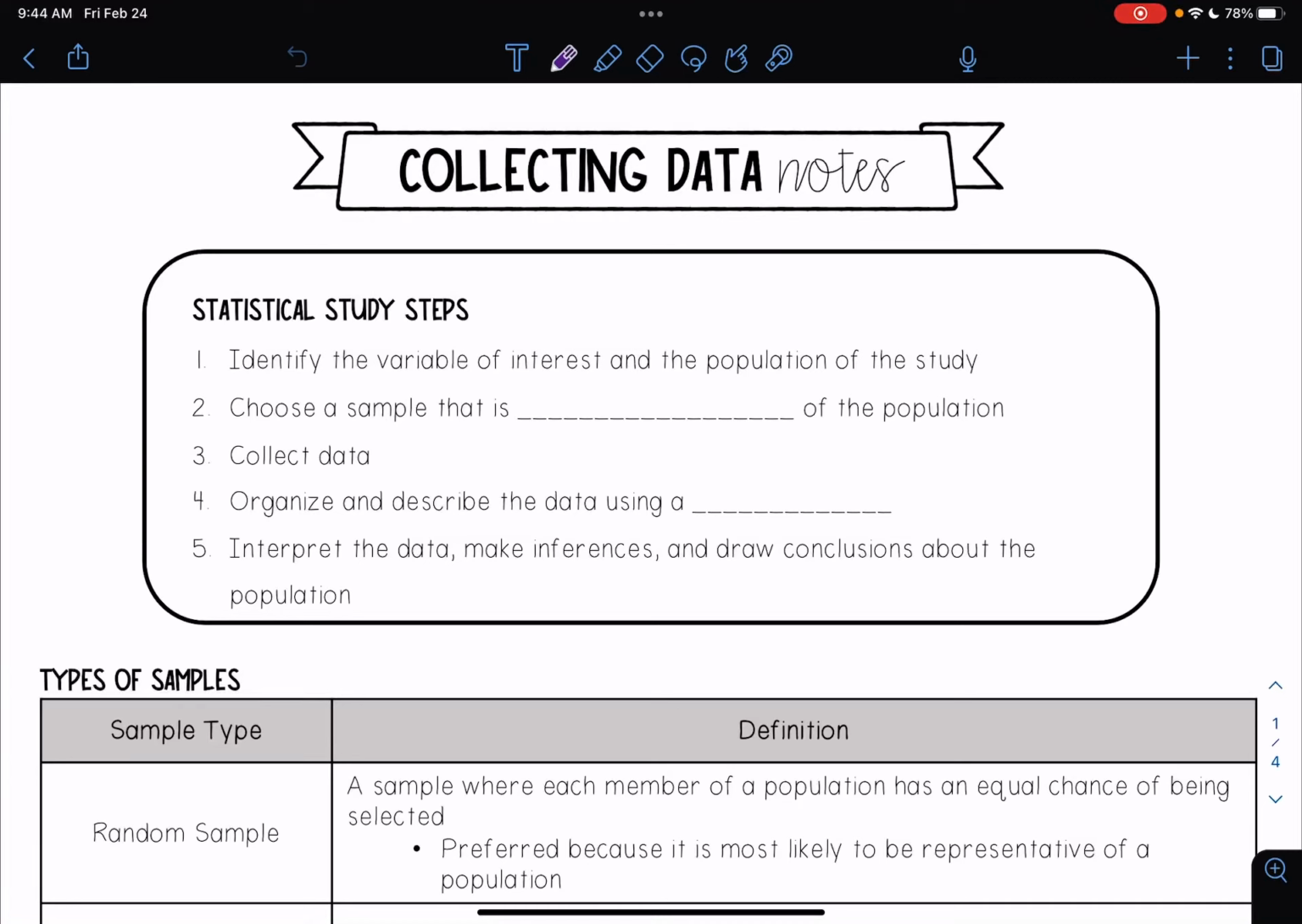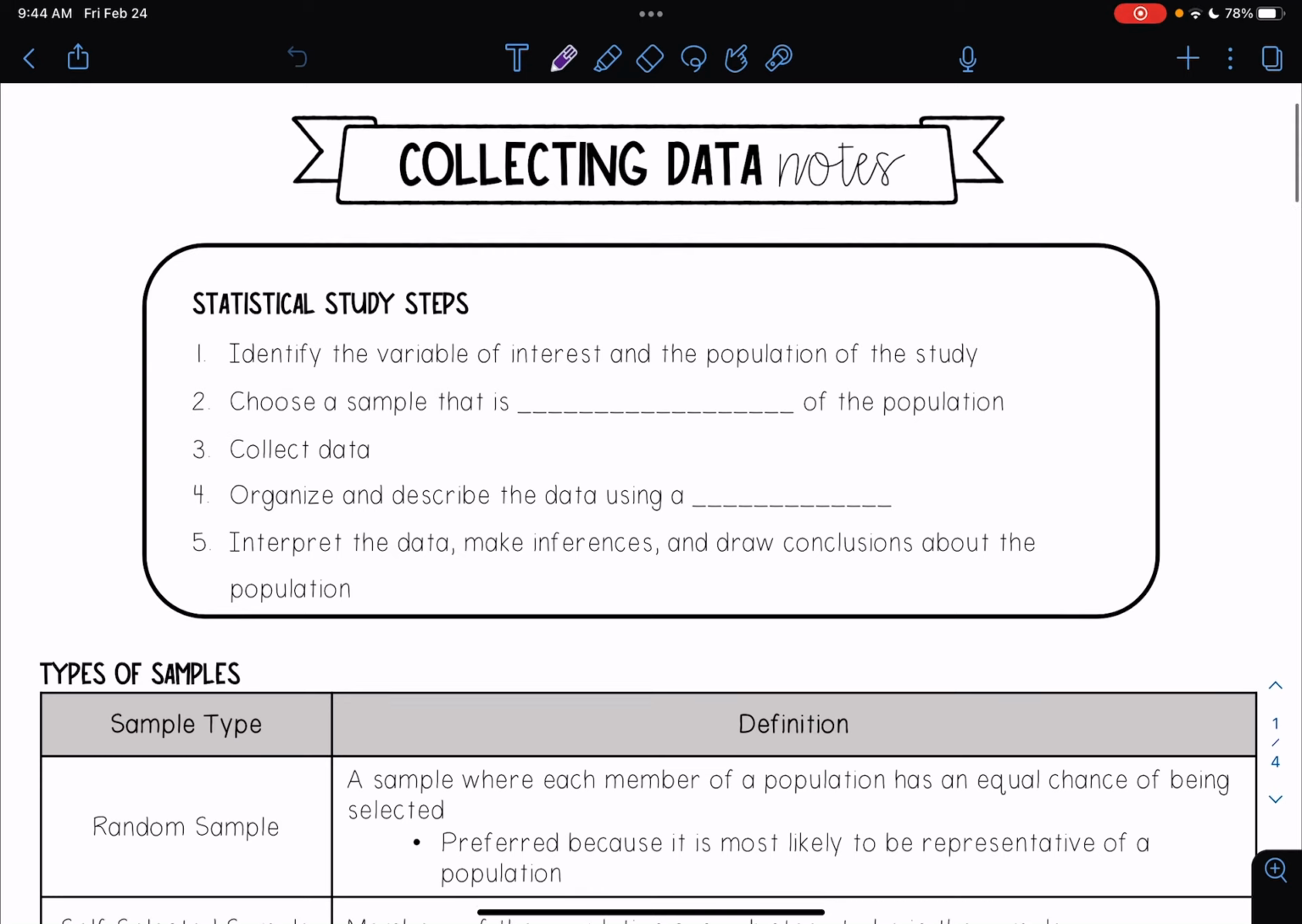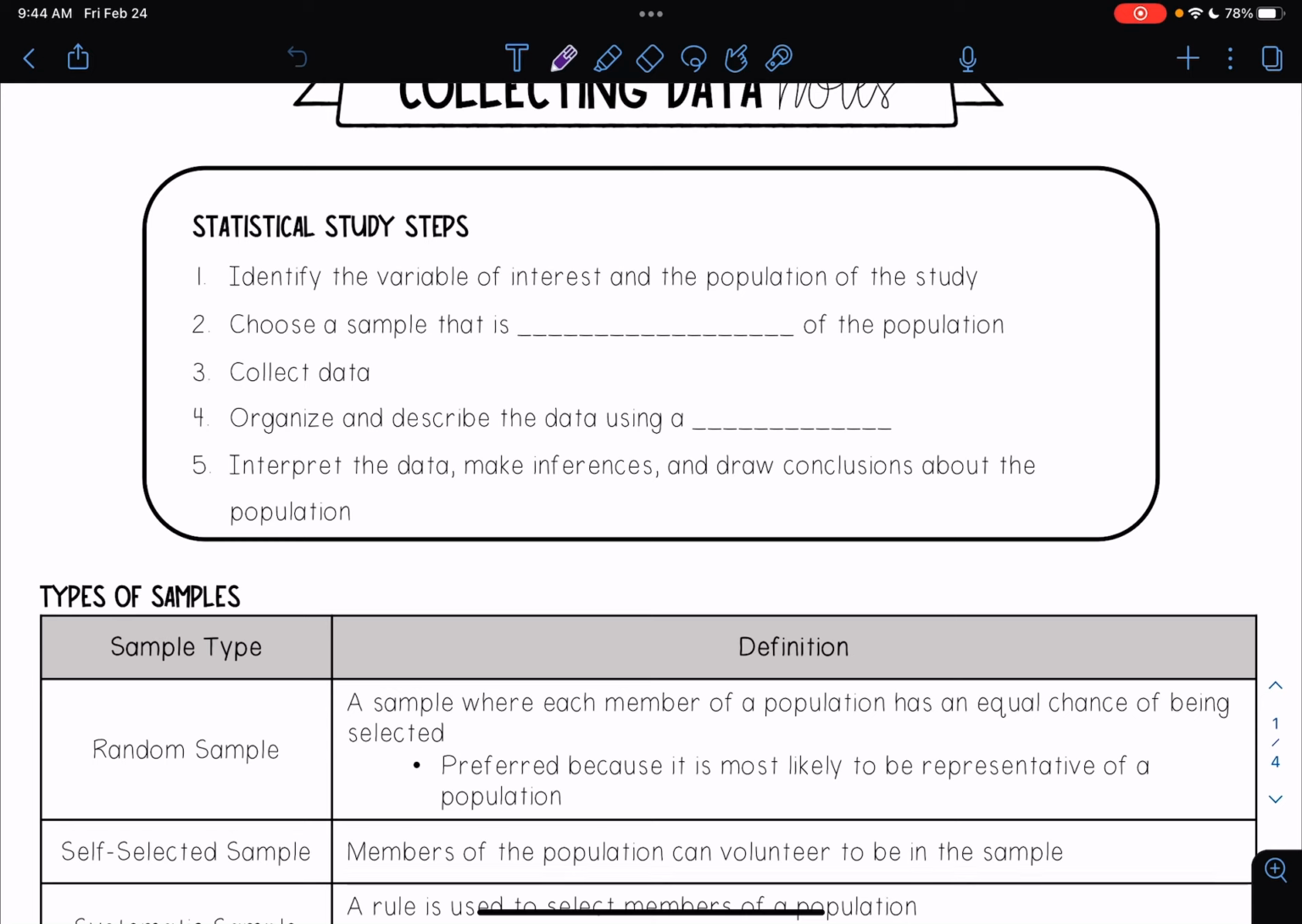Hello everyone. In today's lesson, we're going to be talking about collecting data. So in a statistical study, we have 5 different steps that we follow. First, we're going to identify the variable of interest and the population of the study, and that's kind of what we talked about in previous lessons.